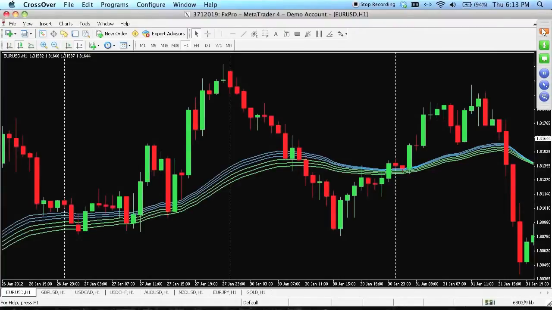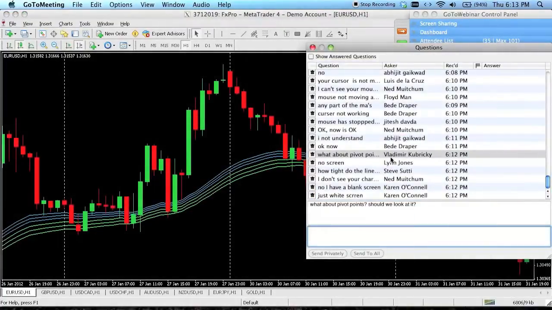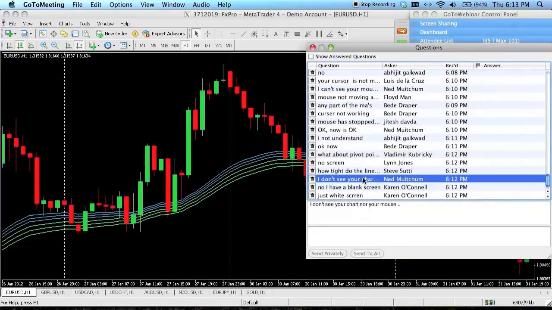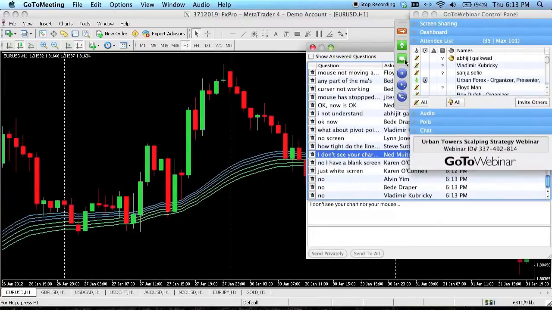Now, screens up. Everyone can see the screens now. Is it good? Just a white screen. I have a blank screen. Okay. No, no, no, no. Okay. One more time. Let's do this again.